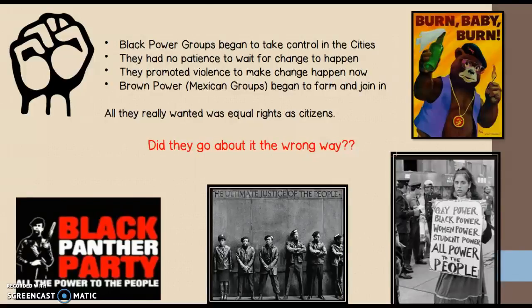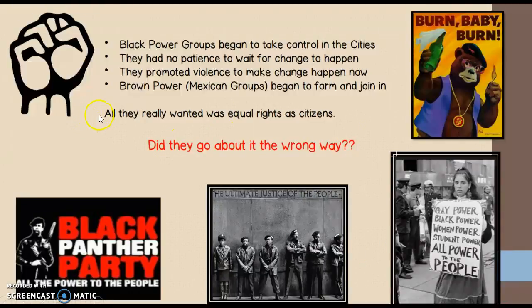And as you can imagine, nothing good comes from that kind of attitude. And what actually turns out to happen is they start recruiting other groups to join them and form more power groups. And we have something then that arises called Brown Power, which are Mexican groups, and they start fighting because they feel that they're being discriminated against as well. And as a result, some bad things start to happen.